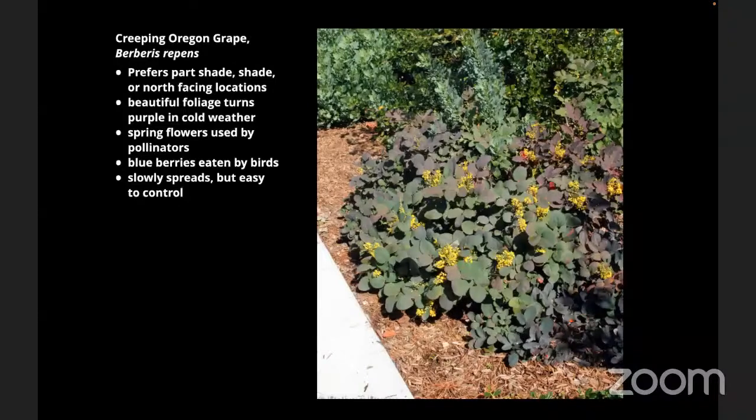Best inland, not to be in full blasting sun all day. Beautiful foliage that in the cool weather, especially after a frost, will tinge purple. So you get this, like you see on the image, really lovely, unique color effect. Those beautiful yellow flowers in the early spring, followed by very similar blueberries to the Golden Abundance Oregon grape later in the spring. Absolutely lovely plant. I'll use a whole row of these sometimes up against the north side of the house, including my own house for part of the north facing side.